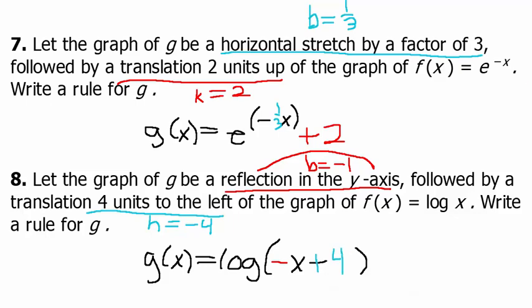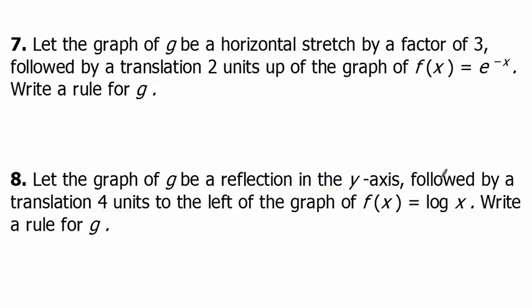You're going to be writing equations. Just write a rule for G. Write the equation with whichever ones you need to change, A, B, H, and K. Take the time, have the notes, so that you can actually do these. What other things do we have? Horizontal stretch by a factor of 3. B, in horizontal stretches, my notes say reciprocal.